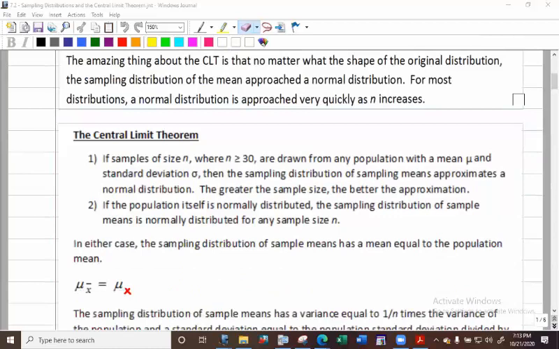So x bar, as long as n is 30 or more, is going to be normally distributed. Now part B says if the population is already normally distributed, then it doesn't really matter what the sample size n is. In other words, the sample mean would be normally distributed no matter what. But it's the first part that really makes the central limit theorem important.